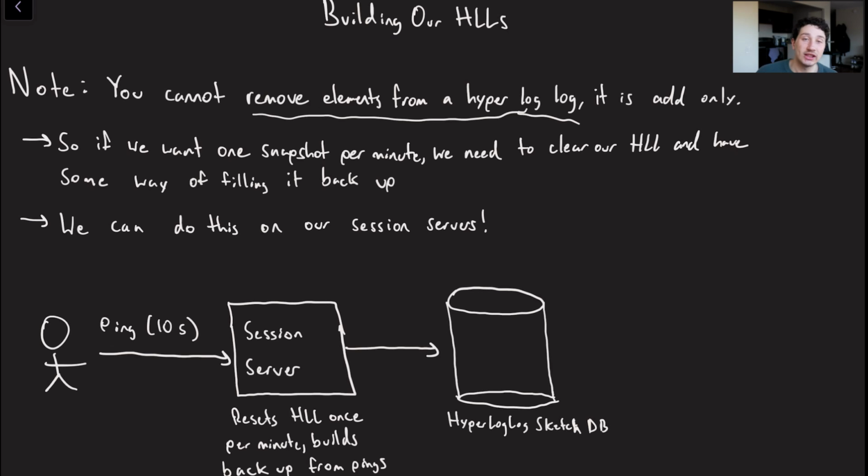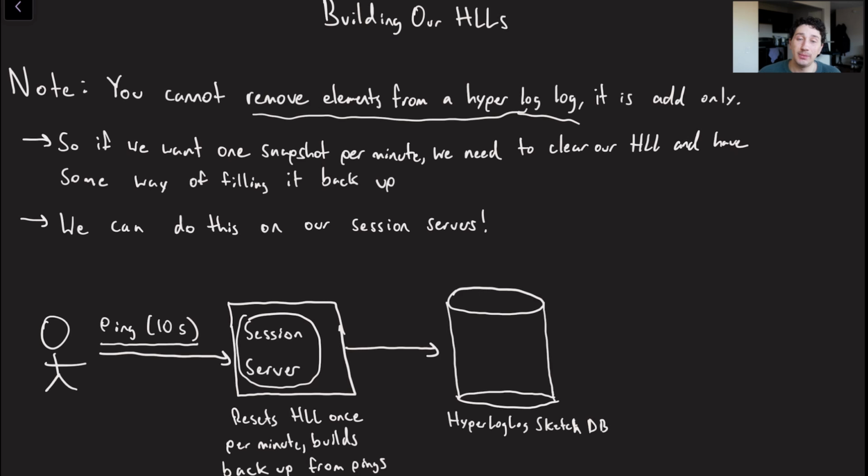So the question now becomes, if we want one snapshot per minute, and we have to clear out our HyperLogLog, how do we actually know which user IDs become active again? Because the user ID is already logged in. It's not going to our HyperLogLog and saying, hey, add me back again. So instead, what we could do is actually do this on our session server itself. The reason being that our session server is actually receiving pings from every user. So based on receiving a ping, we can then add that user ID back to our HyperLogLog, which is going to be pretty nice.